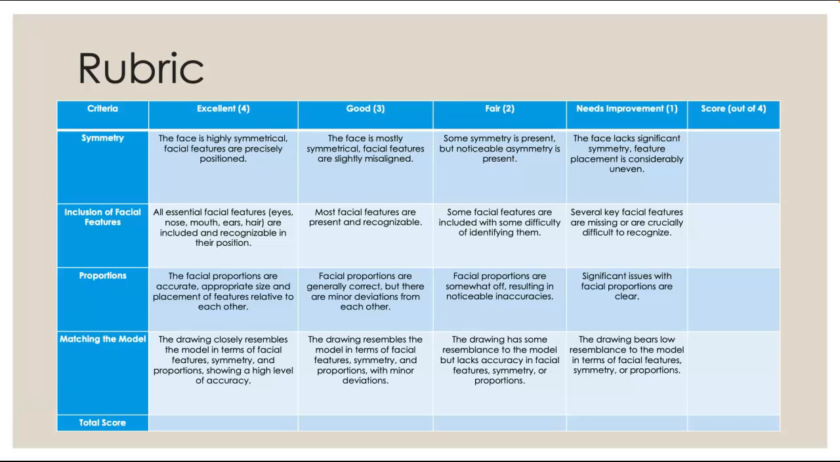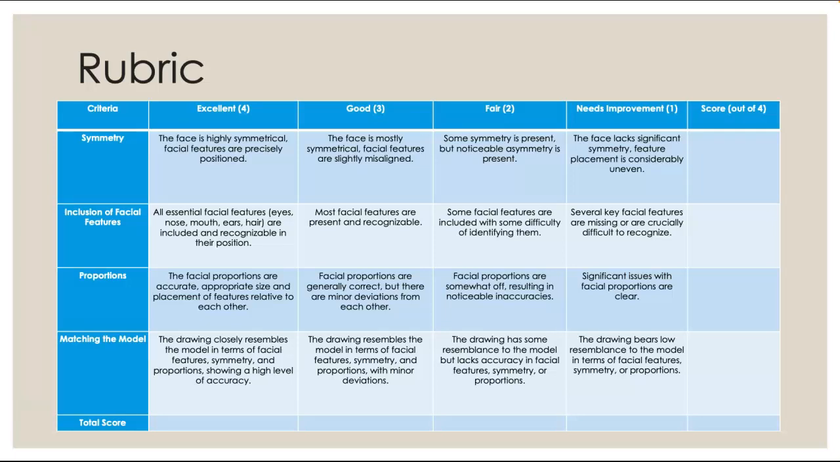All right, so here is the scoring system that was used. So you can see that the criteria there is based off of symmetry, inclusion of facial features, proportions, and matching the model. There was a total possible of 16 points, excellent being 4, scores of 1 meaning needs improvement, and then 2 and 3 being between those.